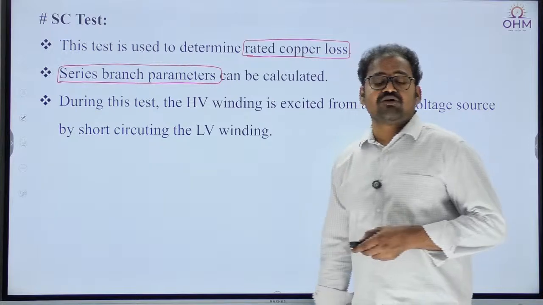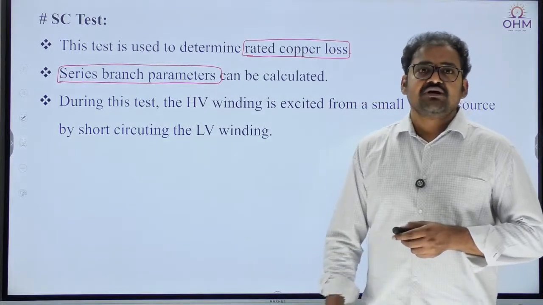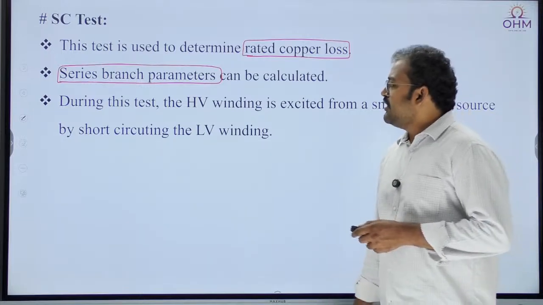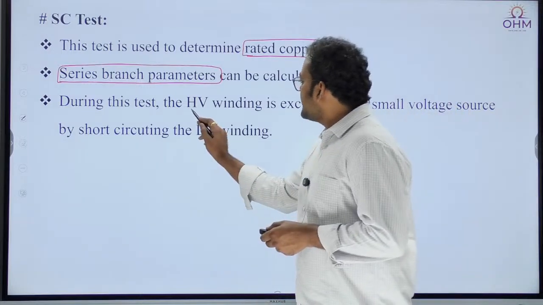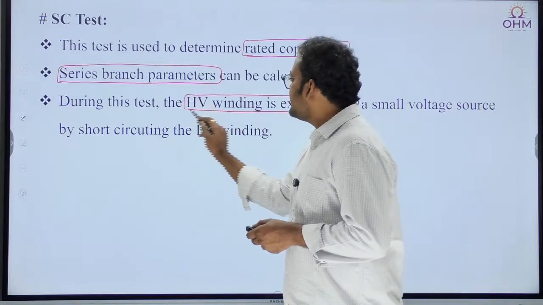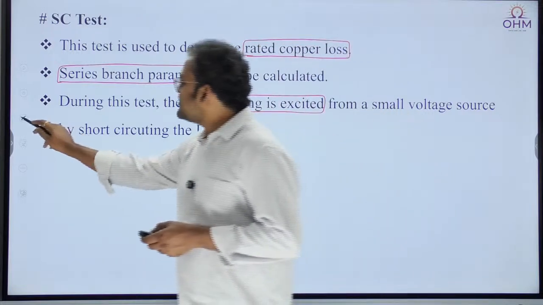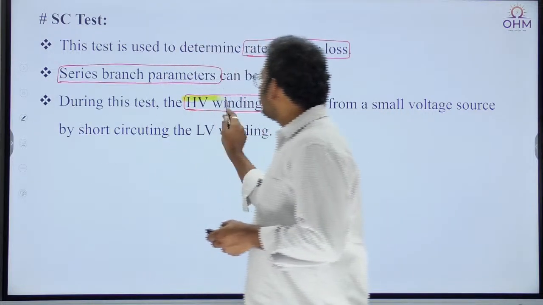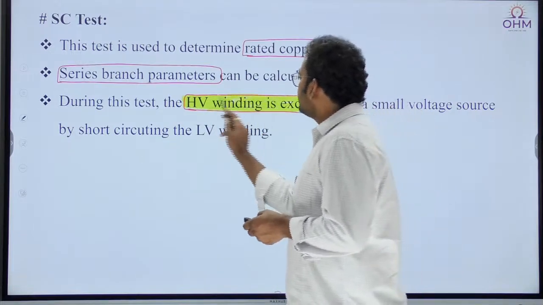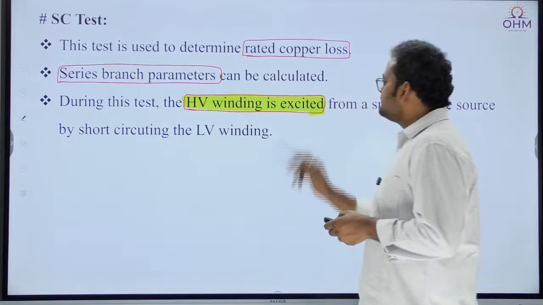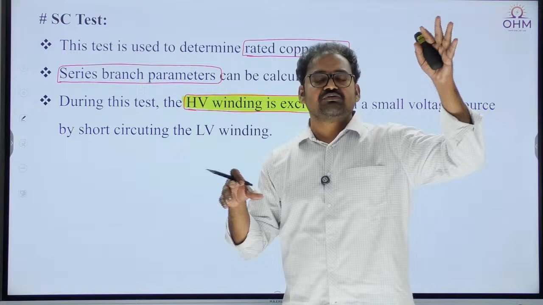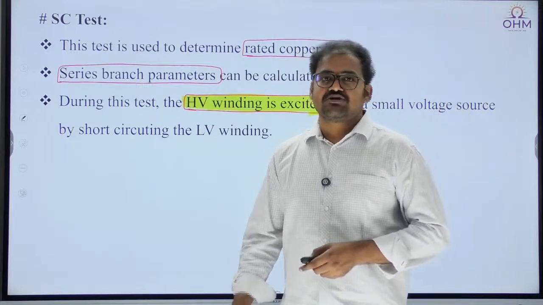In the open circuit test we found shunt branch parameters. In the short circuit test we can find series branch parameters. Also, during this test, the high voltage winding is excited. That means the test is conducted from which side? High voltage side. Whereas the open circuit test we conduct from the low voltage side, the short circuit test we will conduct from the high voltage side. Important. If the high voltage side is excited, which side is short circuited? Low voltage side is short circuited.